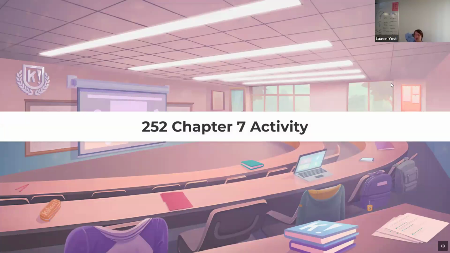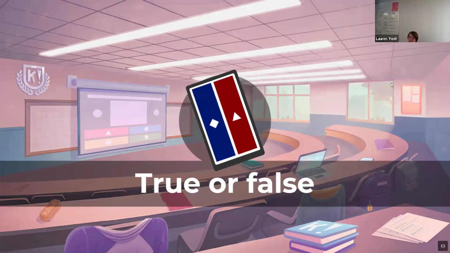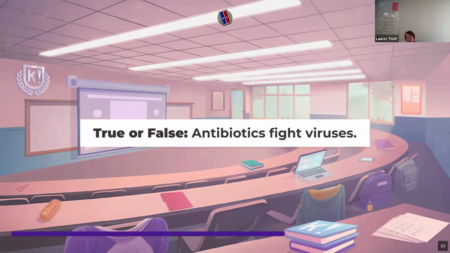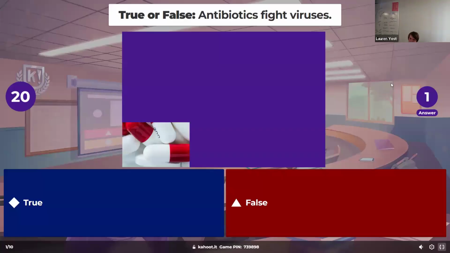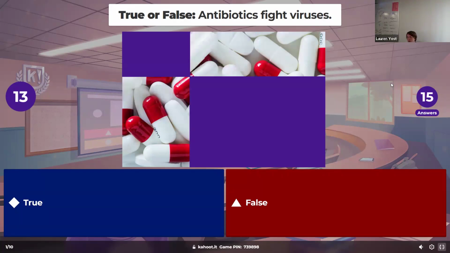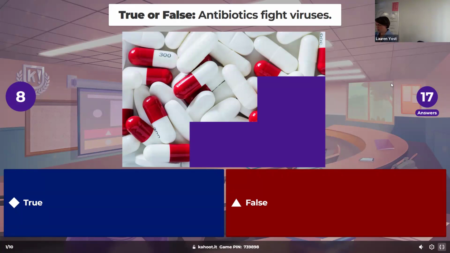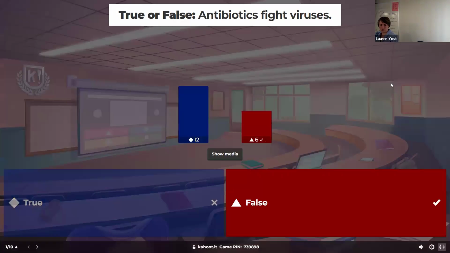All right, chapter 7, question 1. True or false? Antibiotics fight viruses. Is it true or false? Okay, so this one is false. I feel a little dubious asking this question, all right?